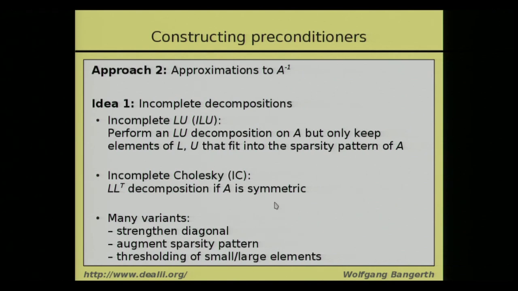These methods generally work reasonably well if you modify them a little bit. There are many variants of this that strengthen the diagonal, that add a few more entries to the sparsity pattern, or that have a threshold where you throw away entries that don't fit into the sparsity pattern only if they're small, and you keep the large elements even if they don't fit into the sparsity pattern of A, and so on and so forth. There are many variants of this, but by and large, it leads to reasonably good methods.